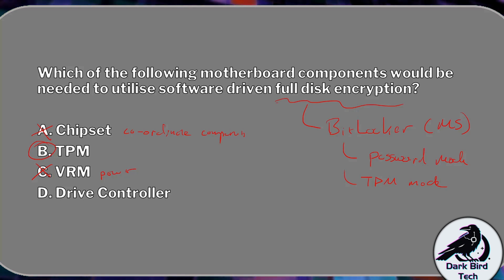Drive controller, maybe. You might have gone for that because they did say full disk encryption, drive controller, natural choice, but that was the red herring. That was there to distract you. The reason why it's not the drive controller is the drive controller's job is to make sure the storage media works and is accessible. The TPM module, on the other hand, is there to make sure the disk is secure and safe, which is kind of the opposite. So the TPM module is the better choice, but it is relying on that you know what BitLocker is.